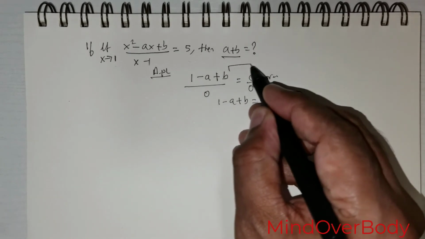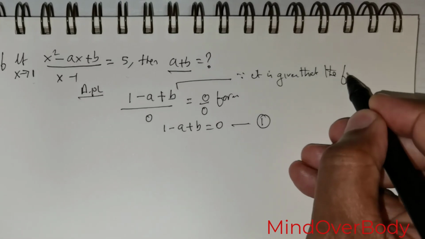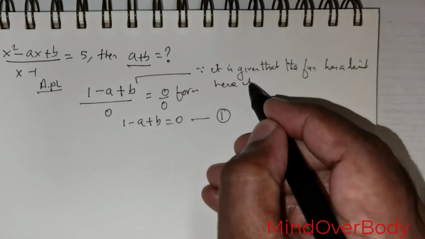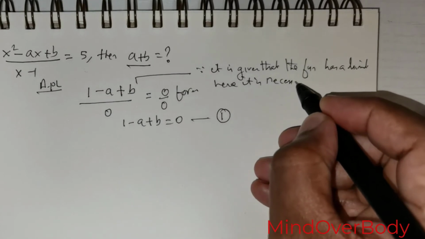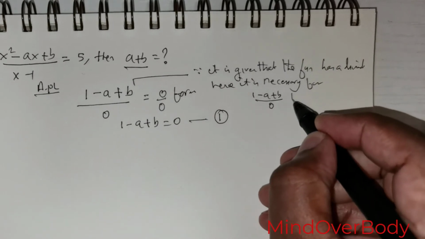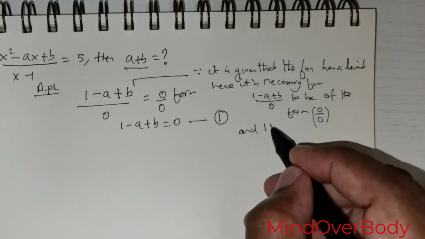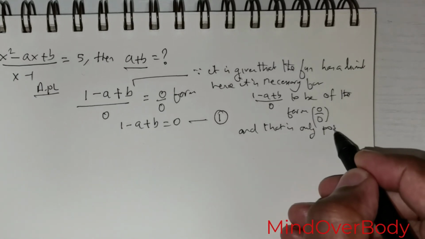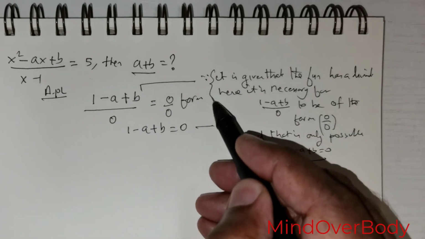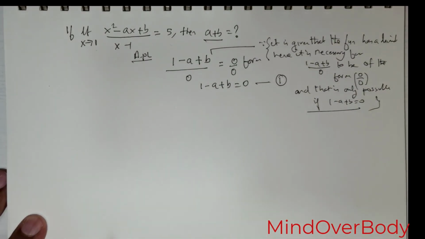Probably I can state it if you want. Since it is given that the function has a limit, hence it is necessary for 1 minus a plus b divided by 0 to be of the form 0 over 0, and that is only possible if 1 minus a plus b is equal to 0. So this is just for your understanding. Now having obtained this equation, let us move on.